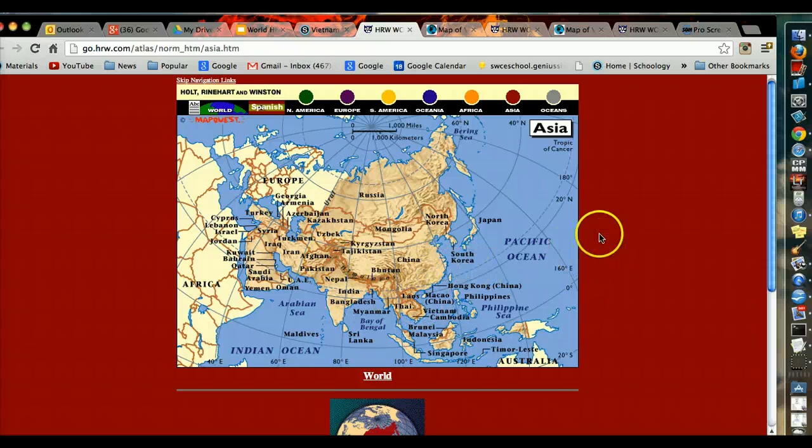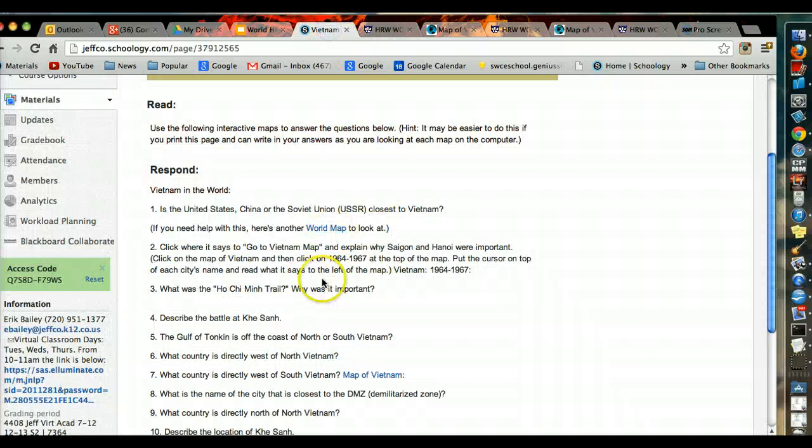The United States is way over here to the east, across the Pacific Ocean. So Vietnam is right here. Cambodia is just to the left. Laos is just to the west of Vietnam. And so the answer would be right there: Vietnam is closest to China. Okay.